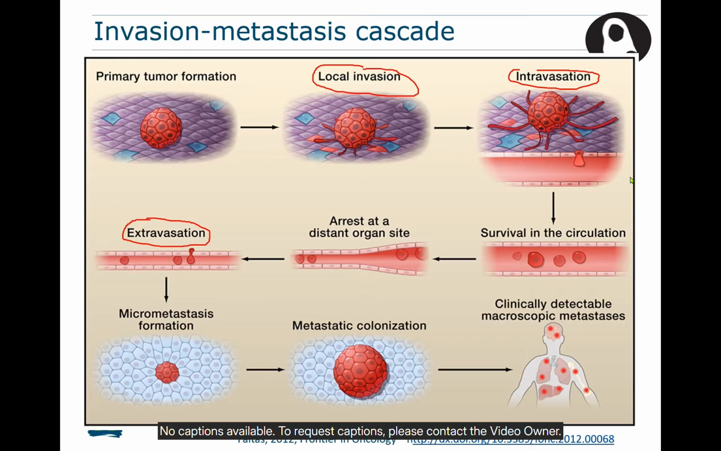At this new location, the cancer cells can start growing again, forming a metastasis, first small, a micrometastasis, but eventually becoming a new tumor, which is called macrometastasis, and which can be clinically detected.